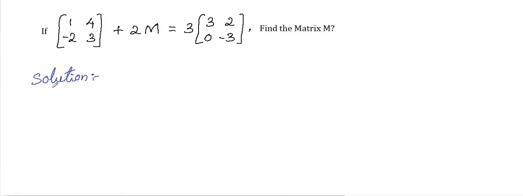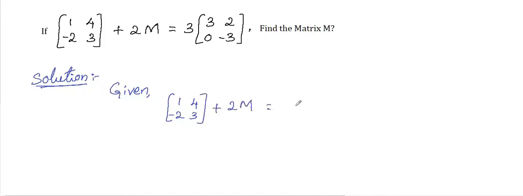Let's solve the matrix question which I have written on the whiteboard. Given the matrix [1, 4; -2, 3] plus 2 into M equals 3 into matrix [3, 2; 0, -3]. So here we need to find the matrix M.